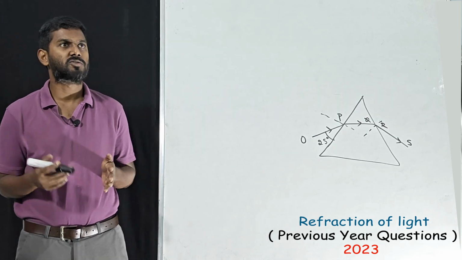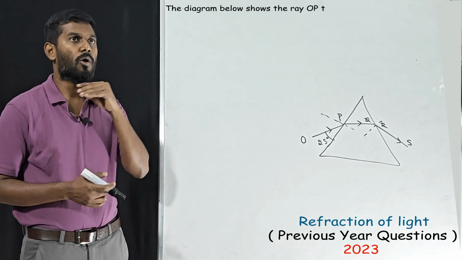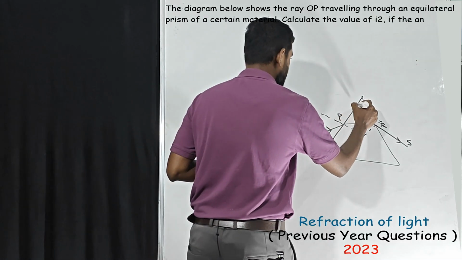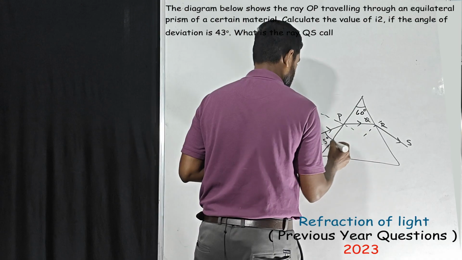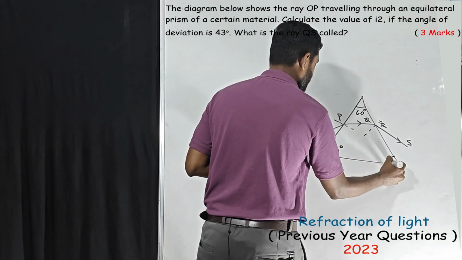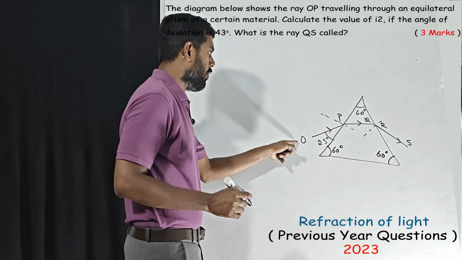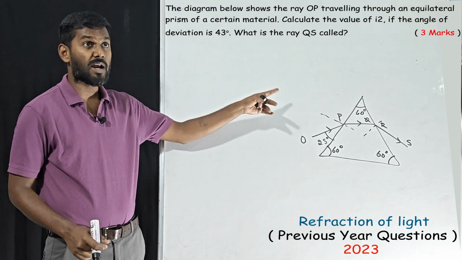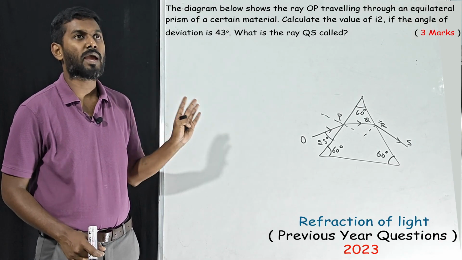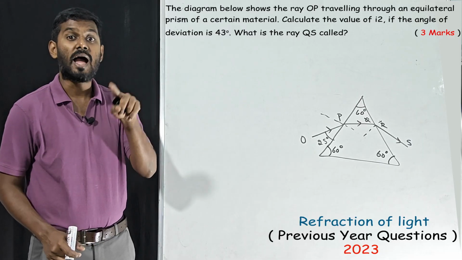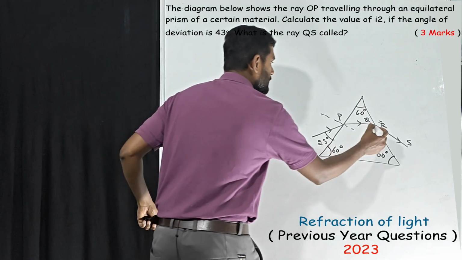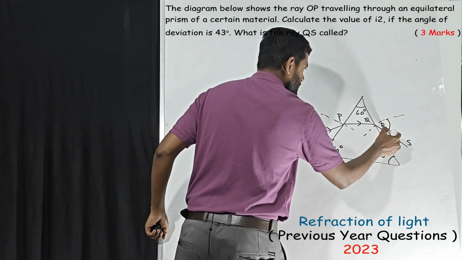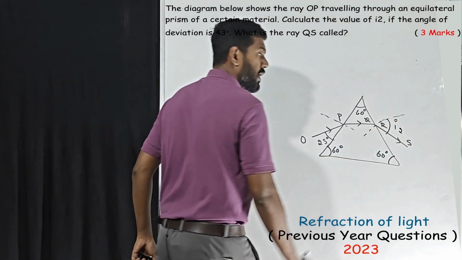That's it. Our next question: the diagram below shows the ray OP traveling through an equilateral prism. Equilateral prism, this is very important, 60 degree. OP is traveling through a prism, an equilateral prism of certain material. Calculate the value of I2. What is I2? I2 is nothing but this angle. Okay, this is the normal, right? So this angle is I2.